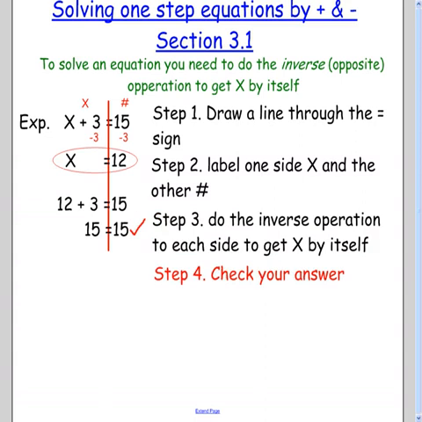We have to check. So I replace 12 in for x in the original equation, and I get 12 plus 3 equals 15, or 15 equals 15, and that's a check. And you've checked your answer. Okay, that seems pretty easy, right?